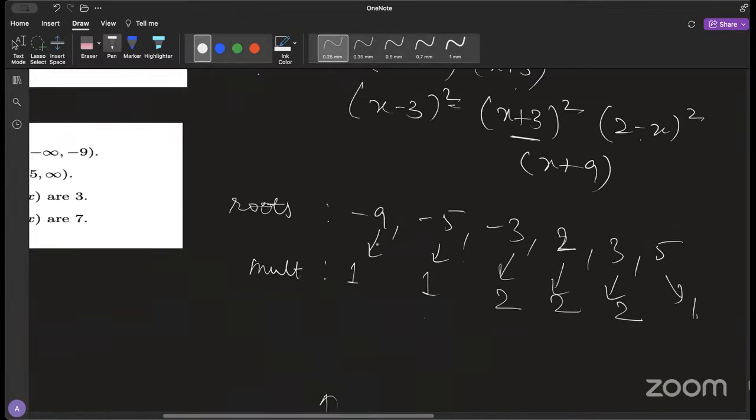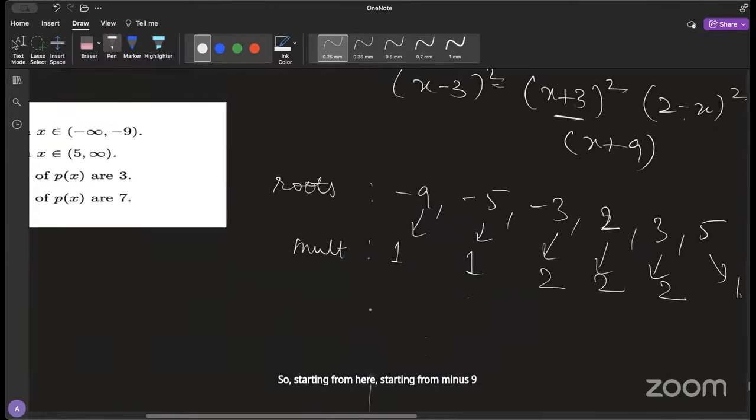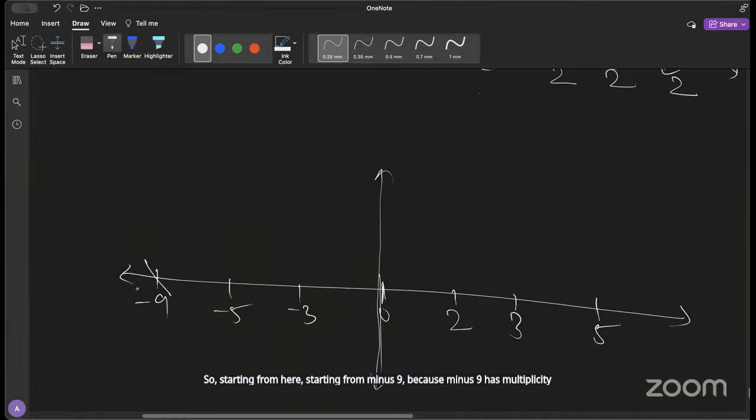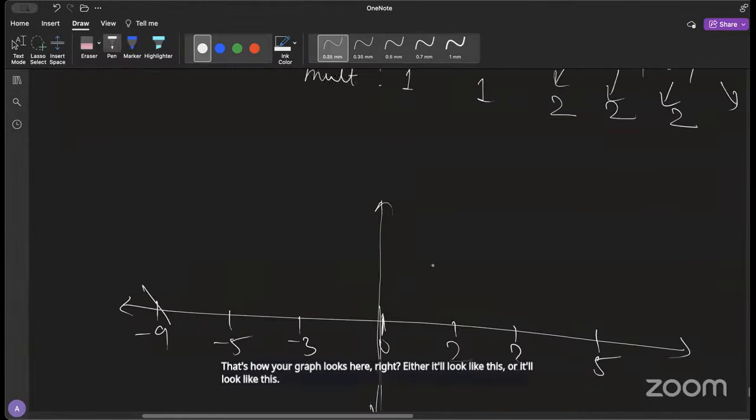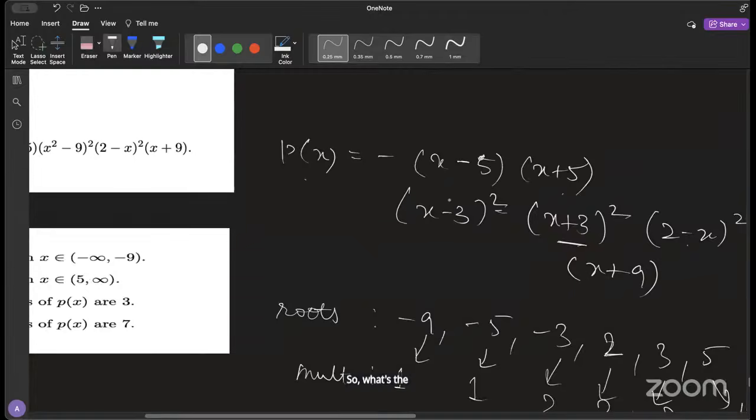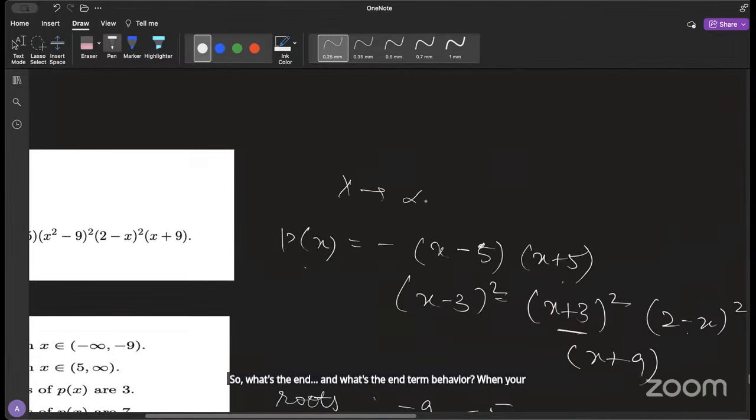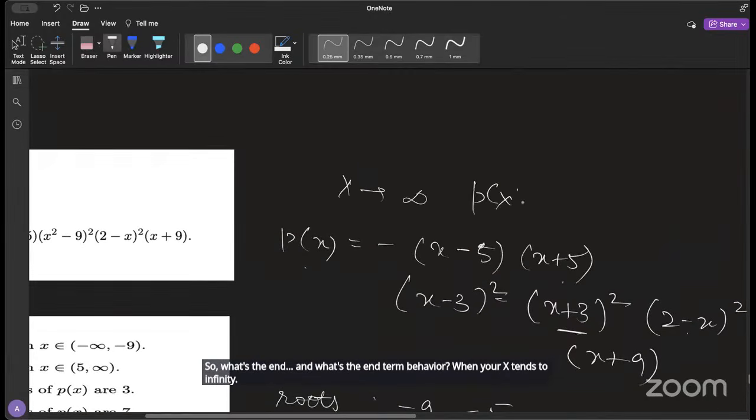So starting from here, starting from minus 9, because minus 9 has multiplicity 1, that means it's either this way or this way. That's how your graph looks here, right? Either it will look like this or it will look like this. So what's the end term behavior? When your x tends to infinity, where does your P(x) go?